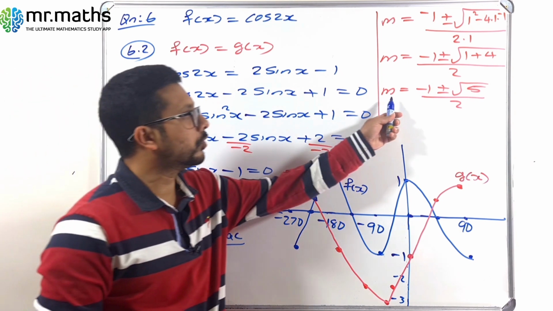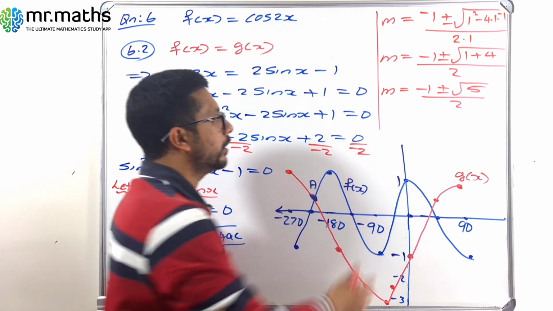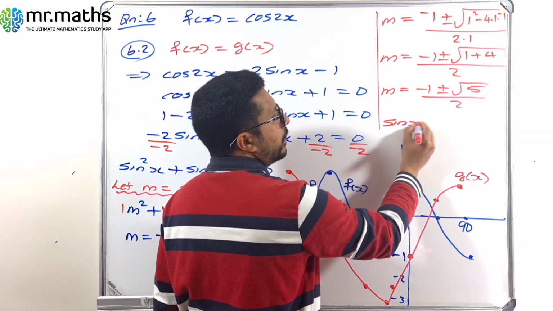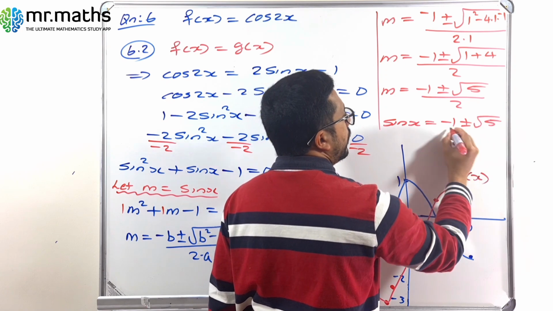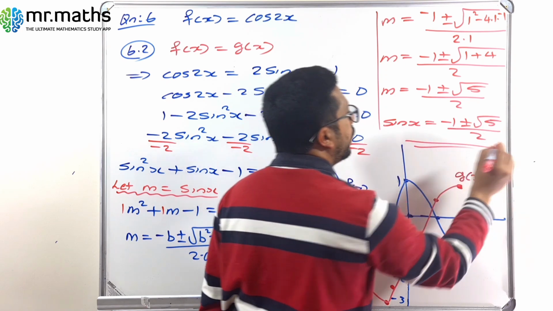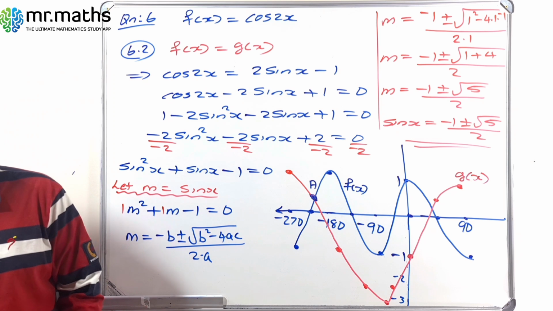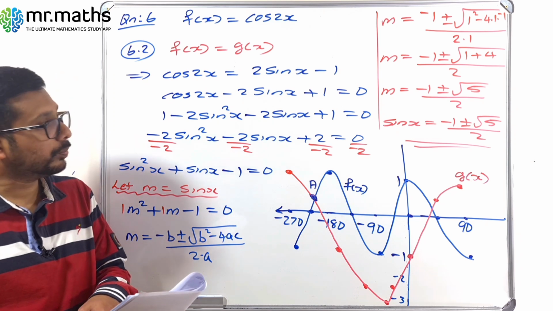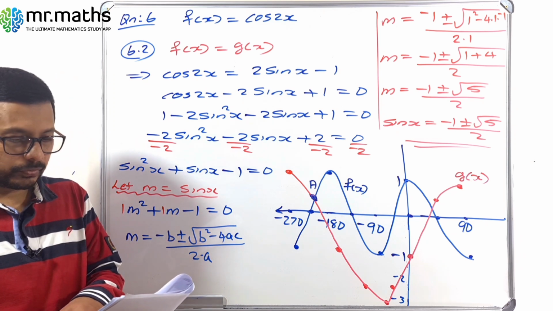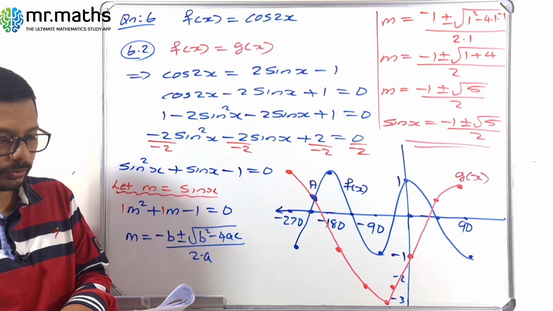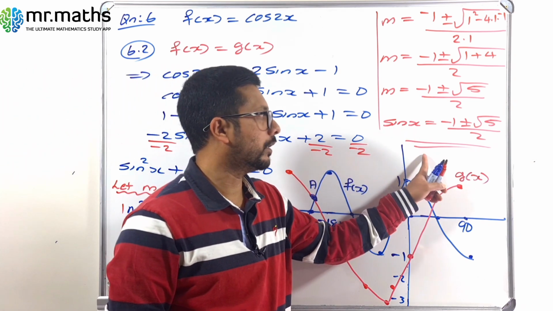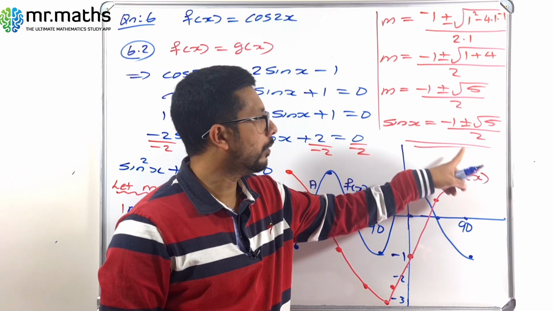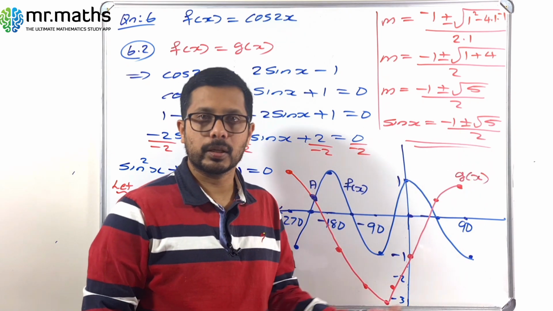So now substitute back m as sin x. So sin x is equal to minus 1 plus or minus root 5 divided by 2. And look at the question, what we want to prove: sin x is equal to minus 1 plus root 5 divided by 2. So they took the positive value. So it implies that sin x is equal to the positive value, minus 1 plus root 5 divided by 2. Both the answers are possible.